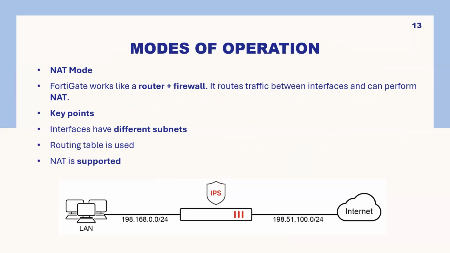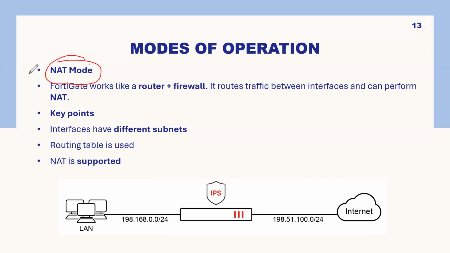Now, next is an important part here: modes of operation in the FortiGate firewall. When we talk about the modes of operation, it means how it is operating, how it is sending and receiving the traffic. I'm not talking about how it is filtering the traffic. Filtering is a different thing, operating is a different thing. So in the FortiGate firewall, we have basically two main modes.